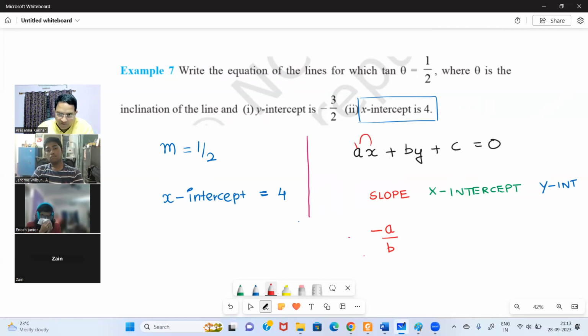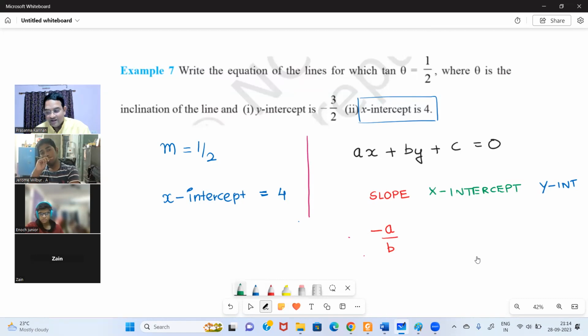What is the coefficient of x, Enoch? A. So you should take minus a. What is the coefficient of y? B. Yeah, so you should divide that. So minus a by b. Is that clear? That will directly give you the slope.